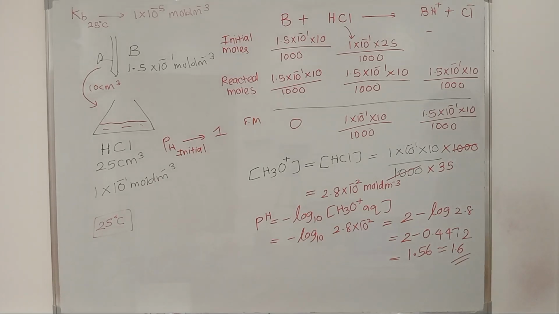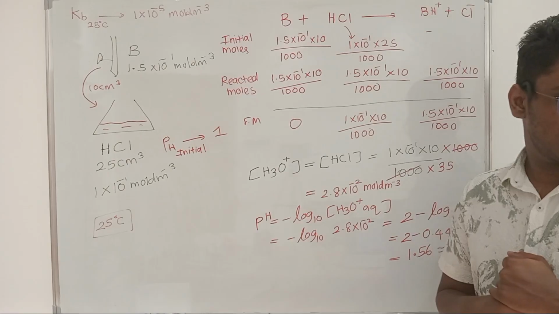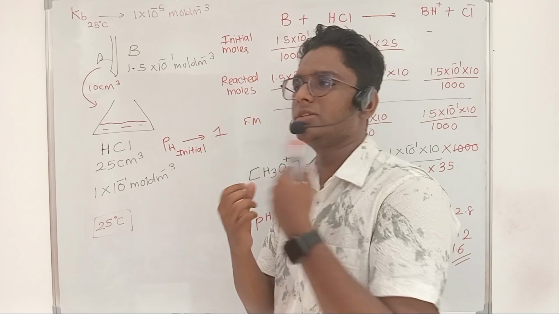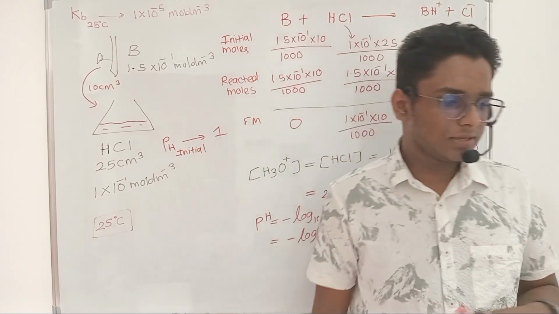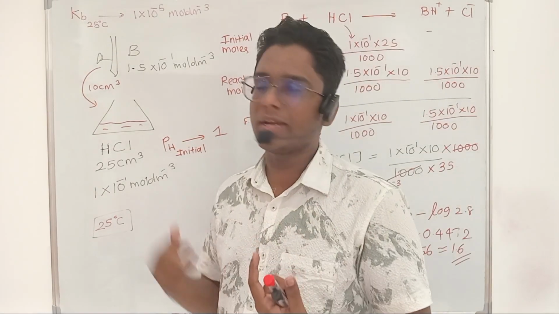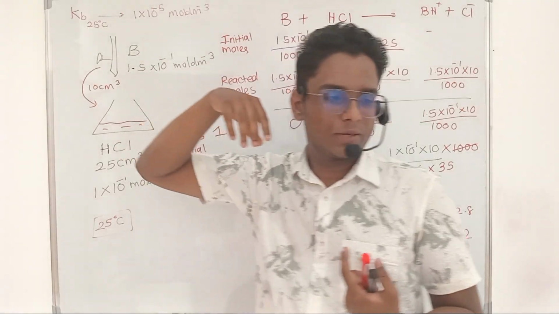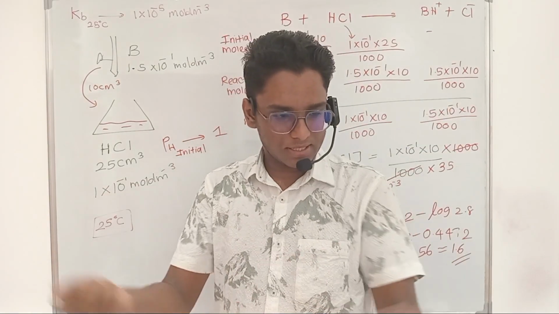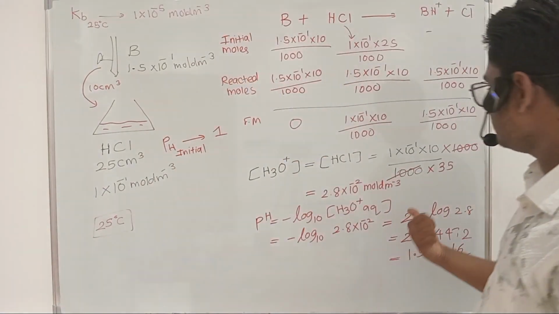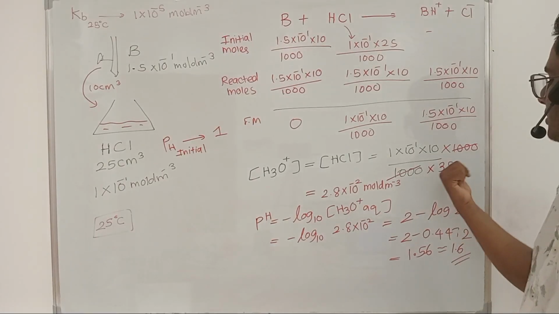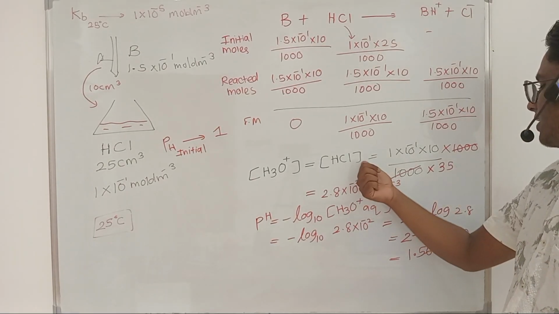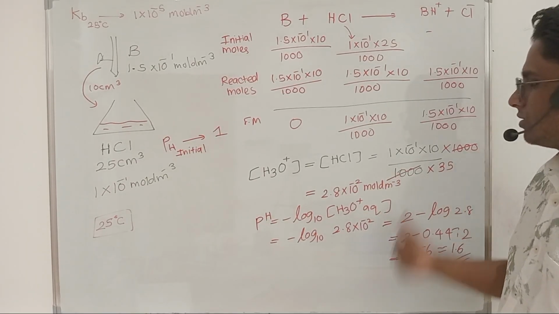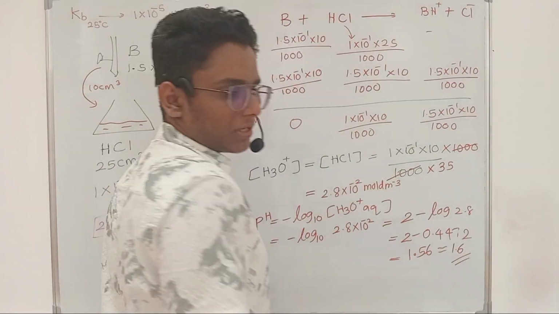Why is the volume 35 centimeter cube? You see, if you consider the HCl solution, initially it was in 25 centimeter cube. Assume that you are the HCl, you were in 25 centimeter cube initially. After that, weak base was added, and now the HCl is present inside 35 centimeter cube. So the volume the solution is present in is 35 centimeter cube. So when finding the concentration, you have to divide by 35, not 25. I hope you got it.